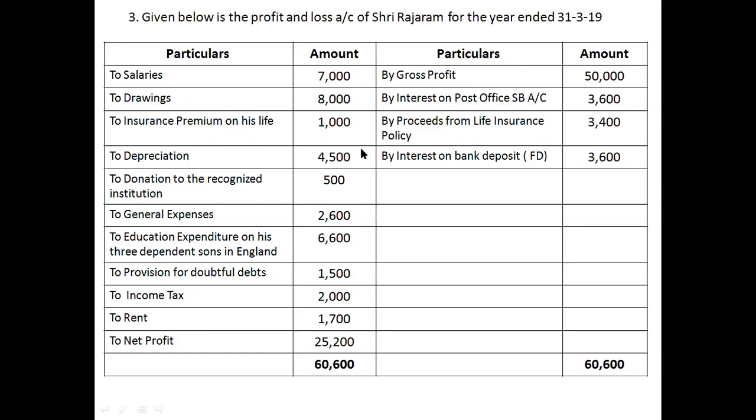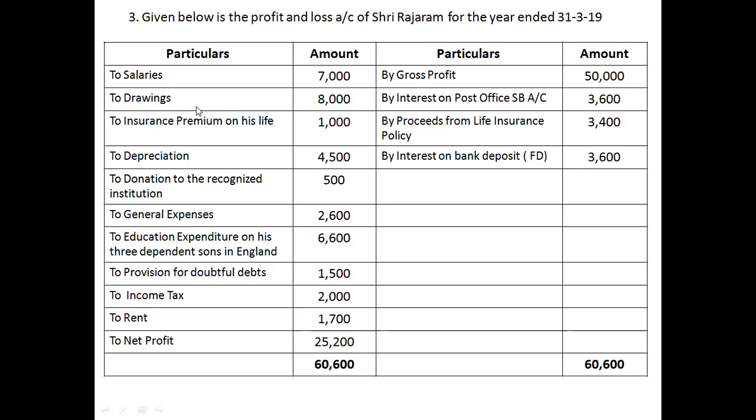When we talk about what can be disallowed while computing your business income, you should be very clear. As we have already completed the chapter on profits and gains of business and profession, here you have to compute your income from business. The format says very clearly: the net profit as per the P&L account has to be taken into consideration. After that, you have to add all your disallowed expenses.